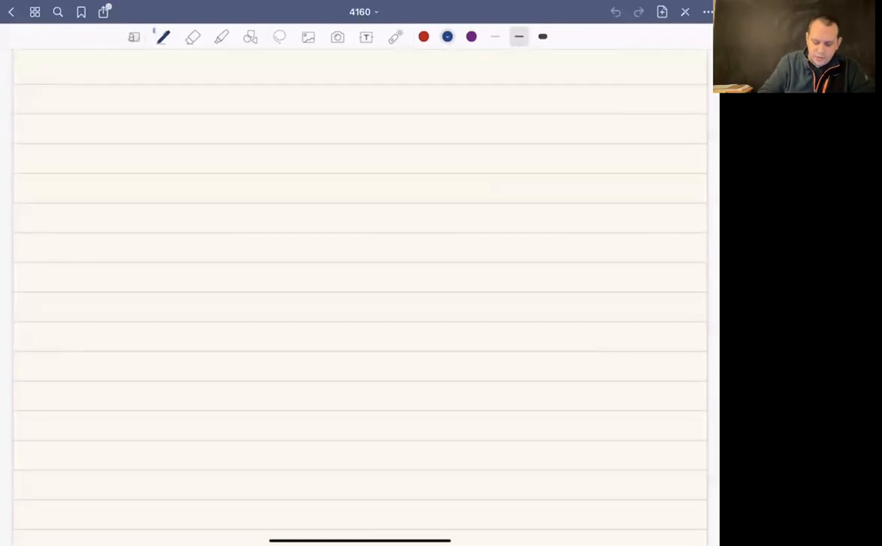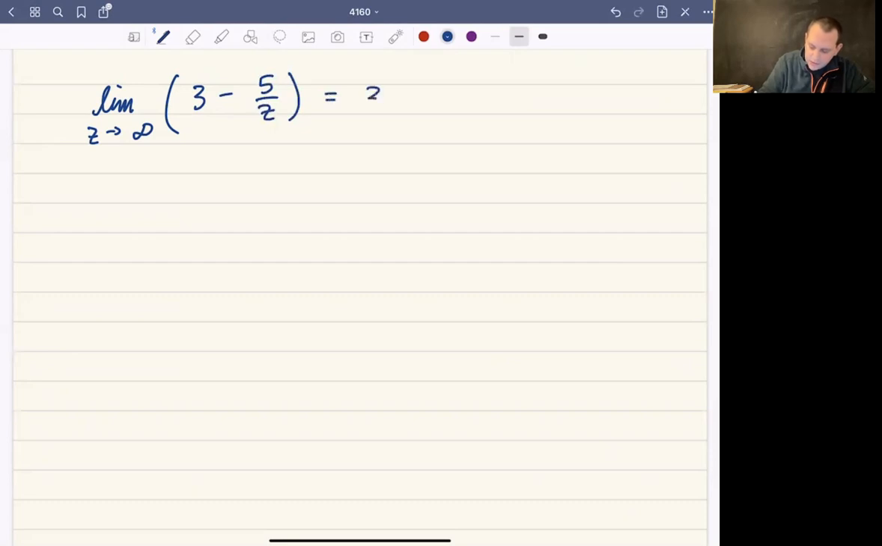In this video, we're going to talk about the following limit using the limit definition. We're going to talk about the limit as z approaches infinity of 3 minus 5 over z, and we're going to show that this limit is equal to 3. We're going to do this using not quite the epsilon-delta definition, but the epsilon-N definition of a limit.